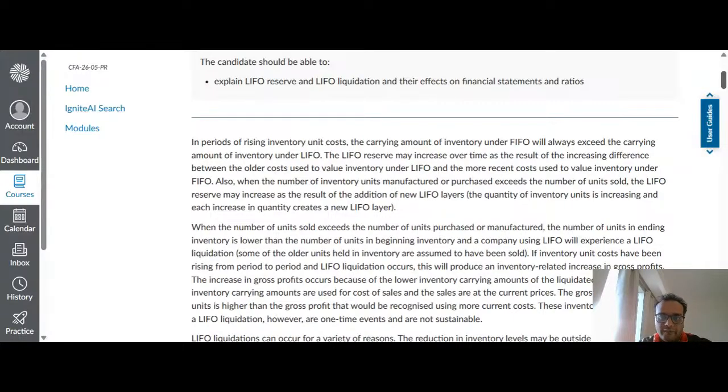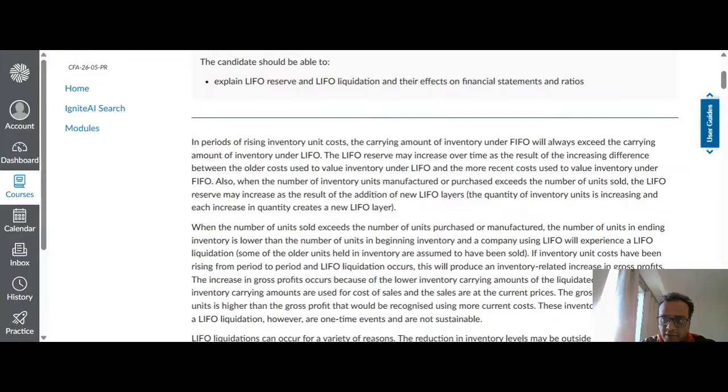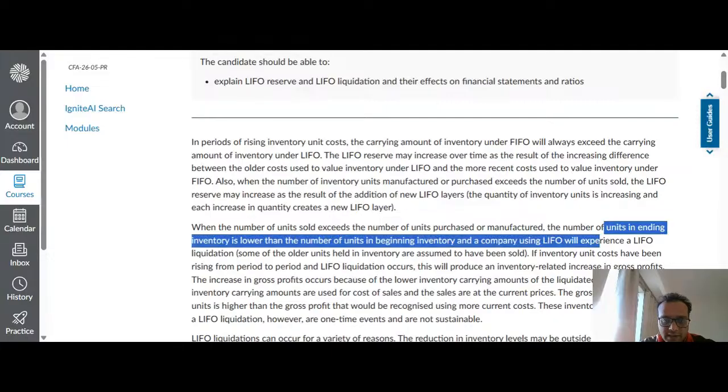Also, if the number of inventory units manufactured or purchased exceeds the number of units sold, the LIFO reserve may increase as a result of addition of new LIFO layers. The quantity of inventory units is increasing, and each increase in quantity creates a new LIFO layer. When the number of units sold exceeds the number of units purchased, the number of units in the ending inventory is lower than that of the beginning of the year.